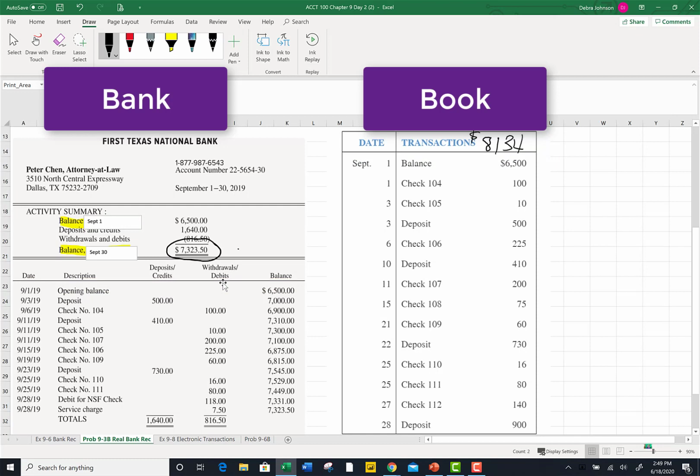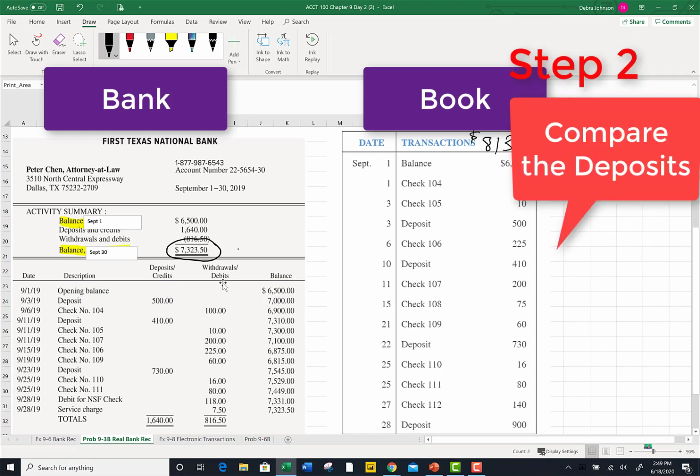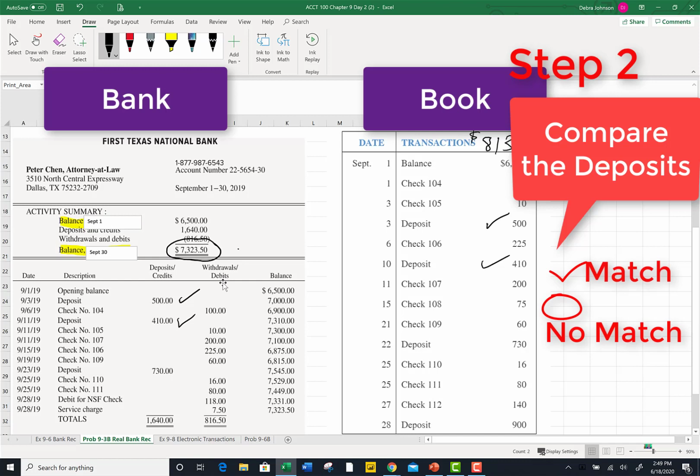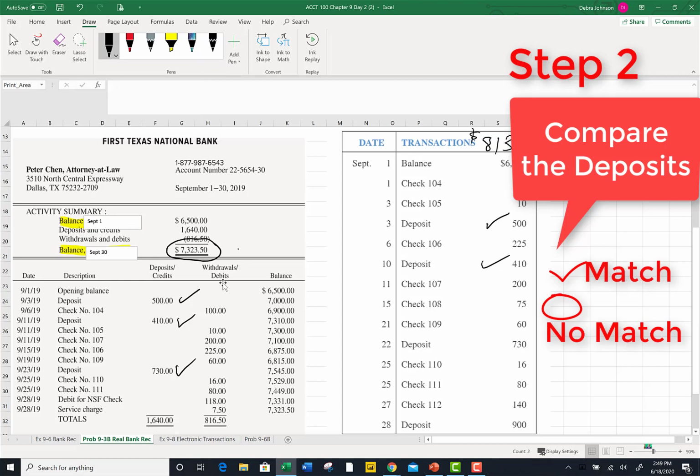Step number 2 is to compare the deposits step by step. Check each deposit off if it's cleared and circle it if it hasn't. In this case, the first deposit for $500 matches the books, check it off. The next deposit for $410 matches the book, check it off. The third deposit for $730 matches the books, check it off.